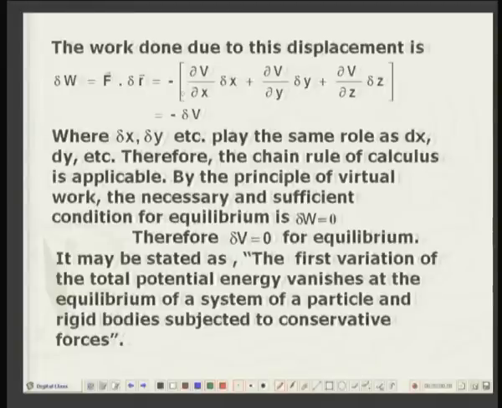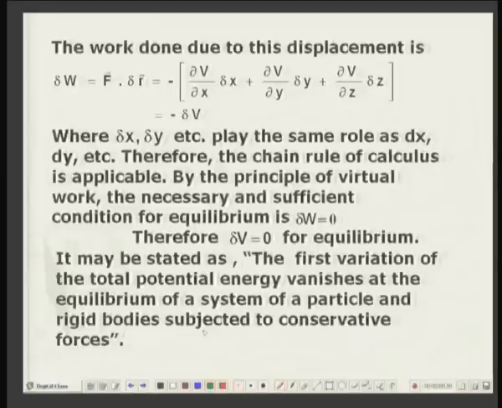This statement is both sufficient and necessary. That is, if the system is in equilibrium, del V is equal to zero, and if del V is equal to zero, then the system is in equilibrium, provided whatever force fields are acting are conservative. If there is friction or any other dissipative mechanism, then the field will no longer be conservative. It will be a dissipative field. So then this principle of first variation of potential energy cannot be applied.